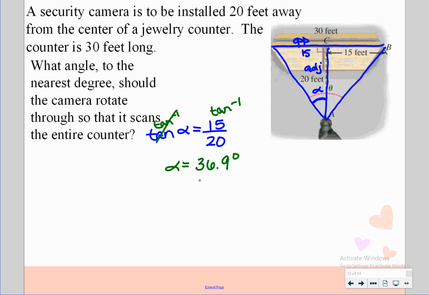Okay, then all I have to do is times 2, because there are 2 alphas to get a theta in this picture. And I get 73.7 degrees when I use the exact value from my calculator.